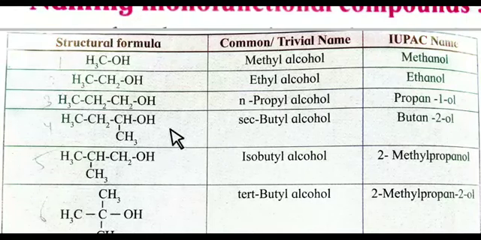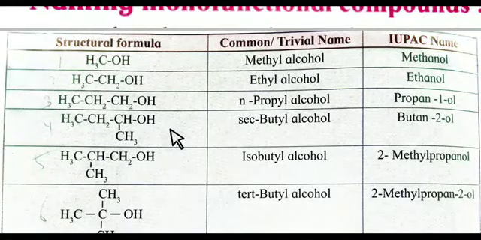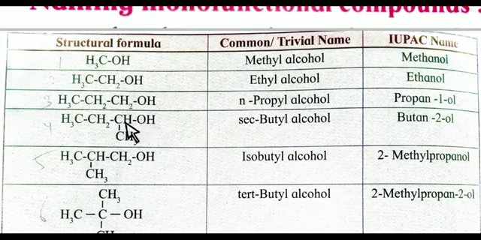Similarly here, OH is the functional group because it is the alcohol family. The functional group is attached to the carbon which is attached with two carbons, so it is the secondary compound. Total carbon atoms are 4, so it is secondary butyl alcohol.